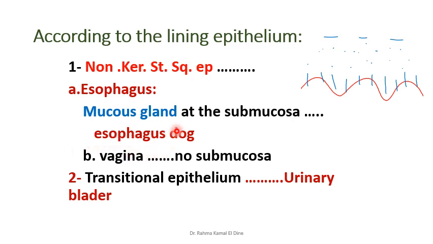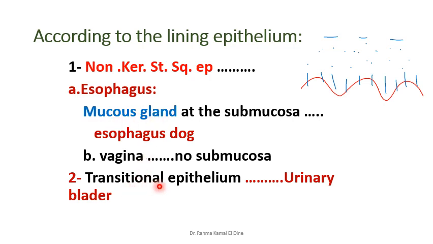The esophagus is cancelled. Okay, how do I know whether this is esophagus or vagina? Look at the submucosa. If there is no submucosa, it is vagina. If there is submucosa, it's esophagus, and in the submucosa there are mucous glands.